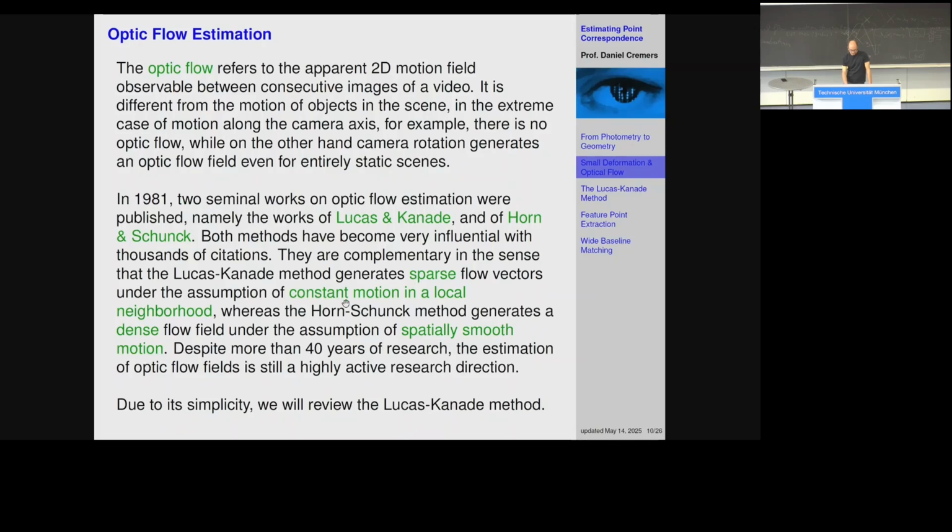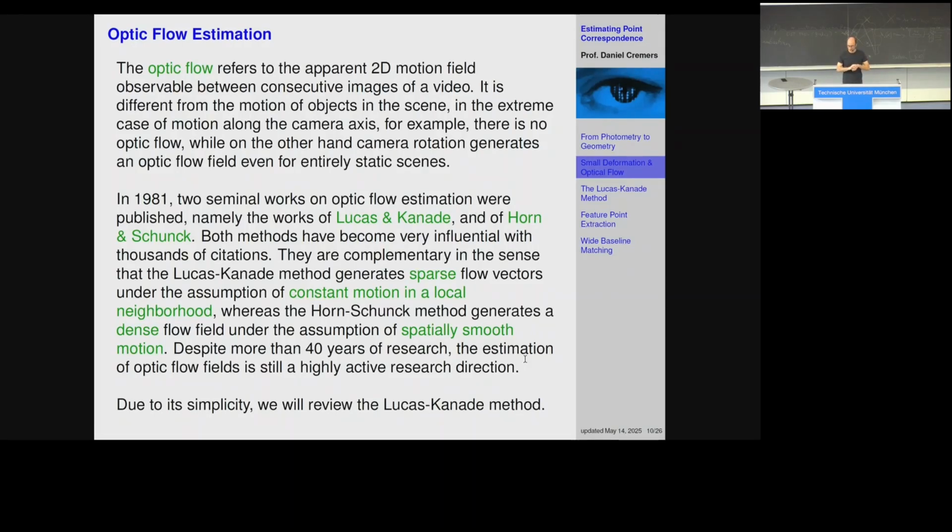What's interesting, despite more than 40 years of research on optical flow estimation, it's still a highly active research direction. And I can tell you, this is typical for the science community, that it always goes in fashions and things come and go, right?